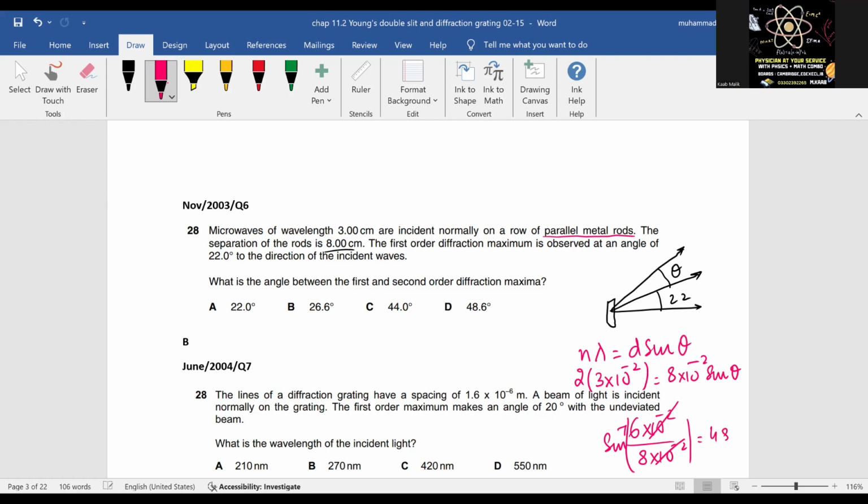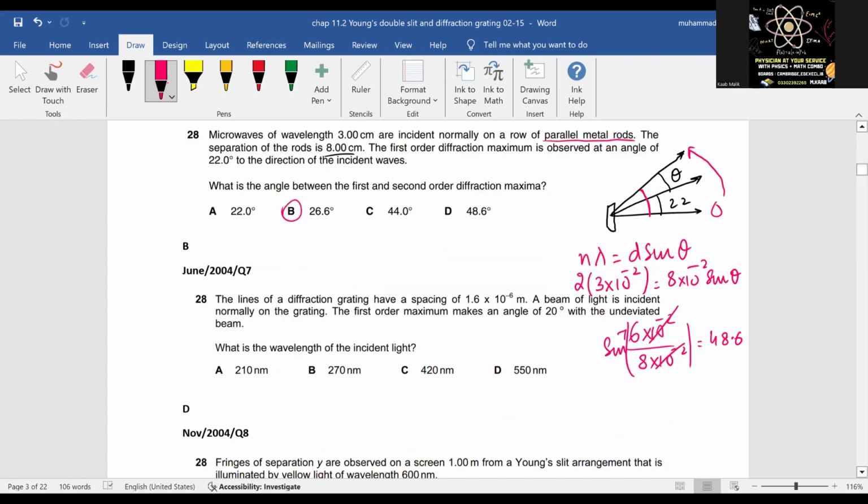48.6. Okay, so this whole angle is 48.6. Always keep in mind whenever you apply this formula, it will always give you the angle from the zeroth order to the order you are working at. Now the angle for the first order is 22, so if you subtract it from the total angle, you'll get 26. Yes, 26.6. Very good.